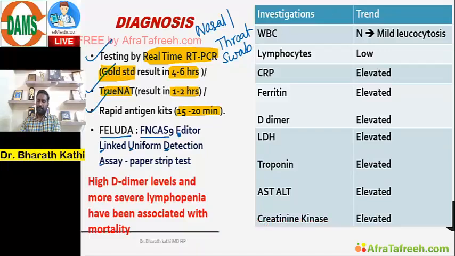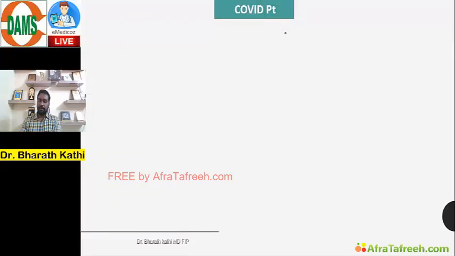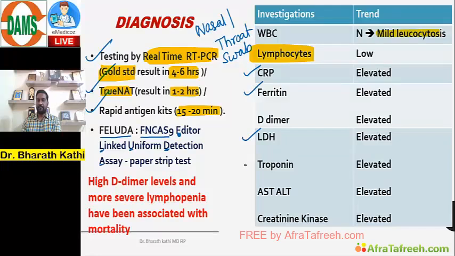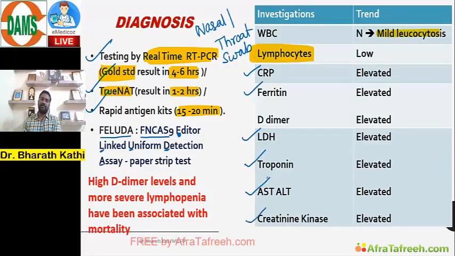And in COVID-19, what are the parameters that can be elevated? There can be mild leukocytosis, lymphocytes will be low. Because of ongoing tissue damage and hyperinflammatory response, inflammatory markers such as CRP, ferritin, LDH, due to myocardial injury, troponin, due to liver injury, AST, ALT, and due to muscle injury, creatinine kinase can be elevated. Because of the thrombotic complications, even D-dimer will be elevated.